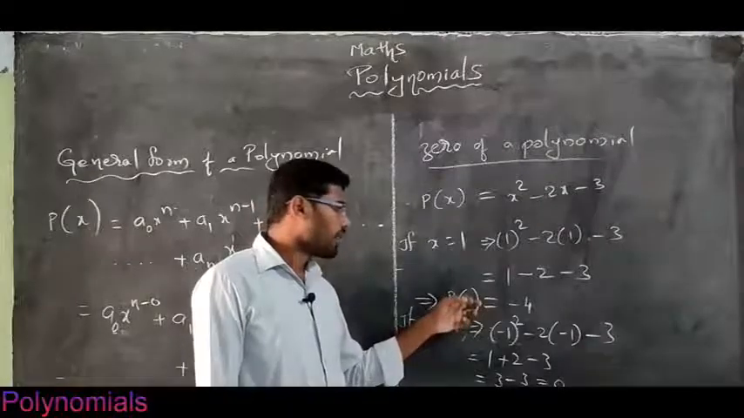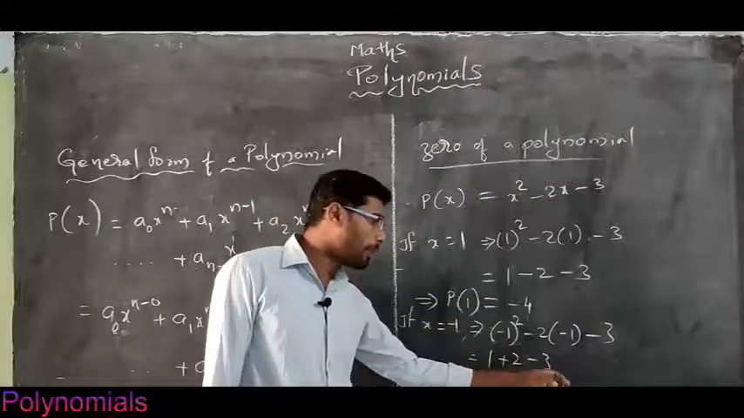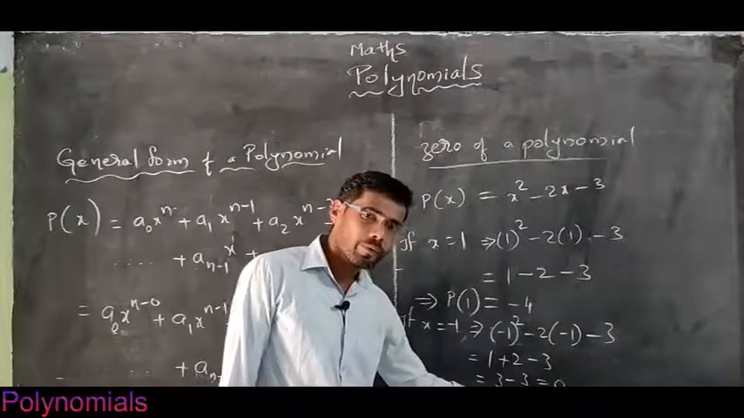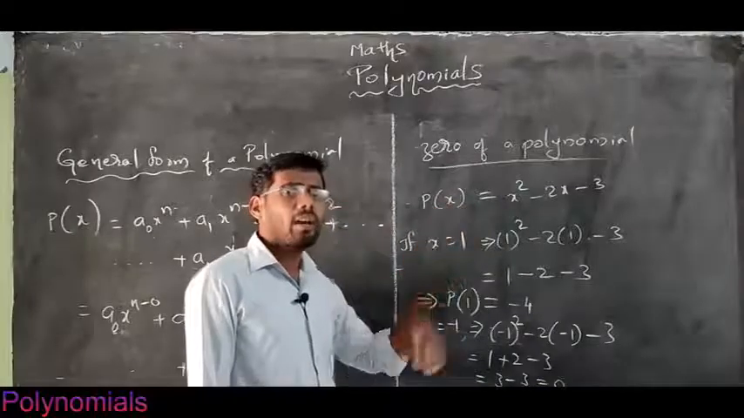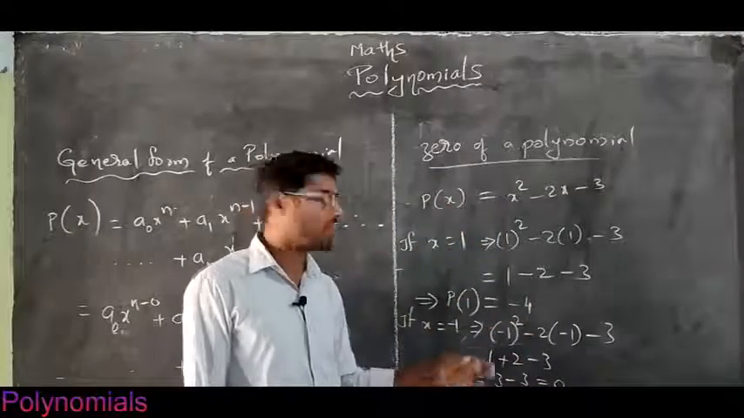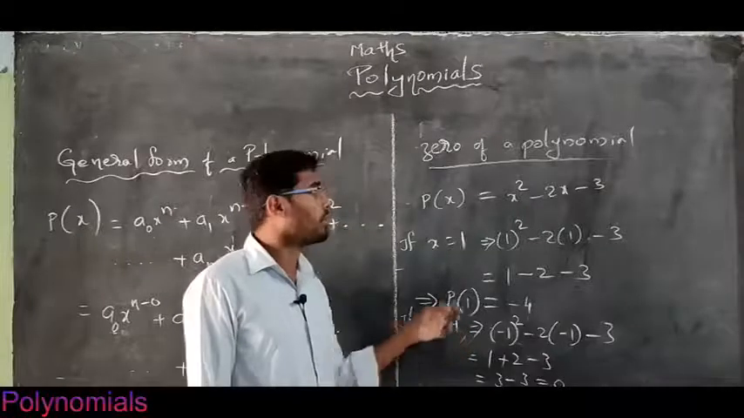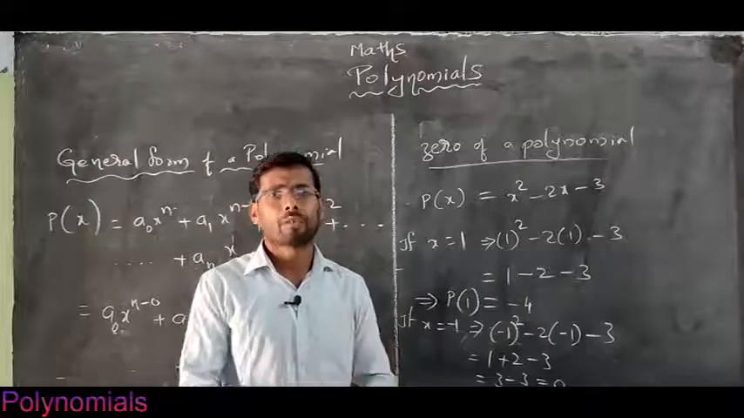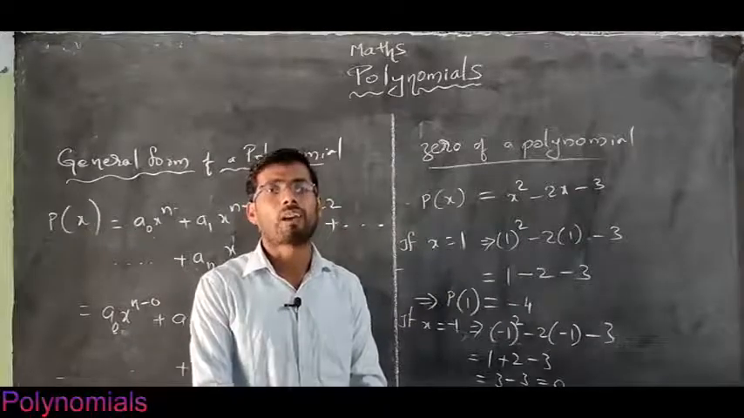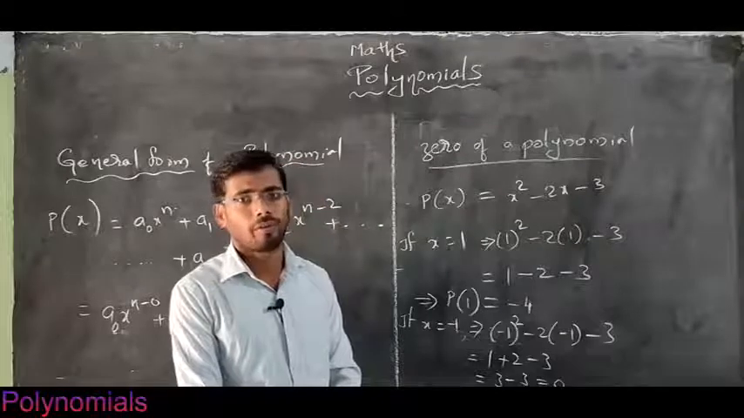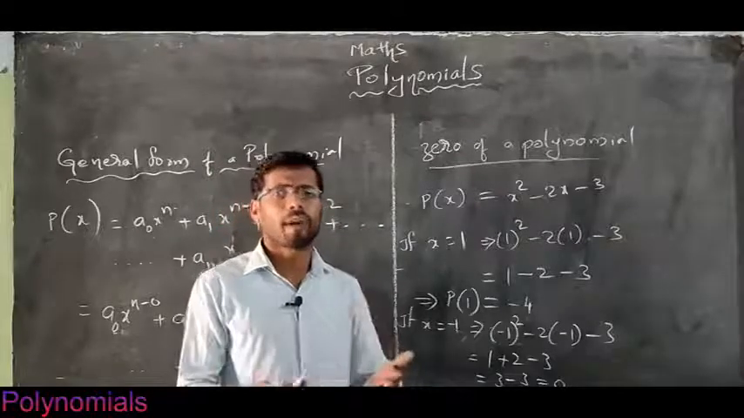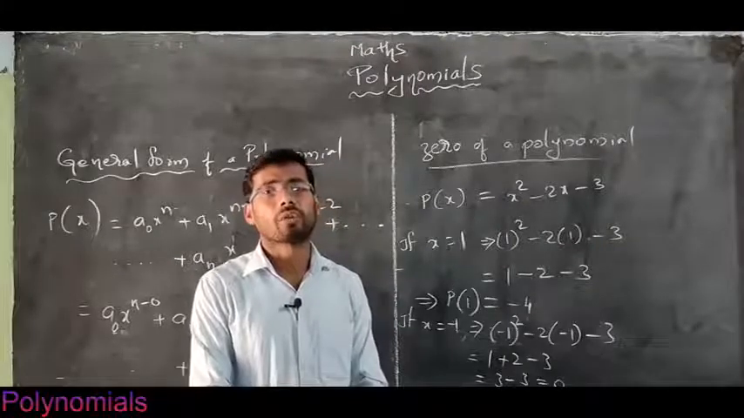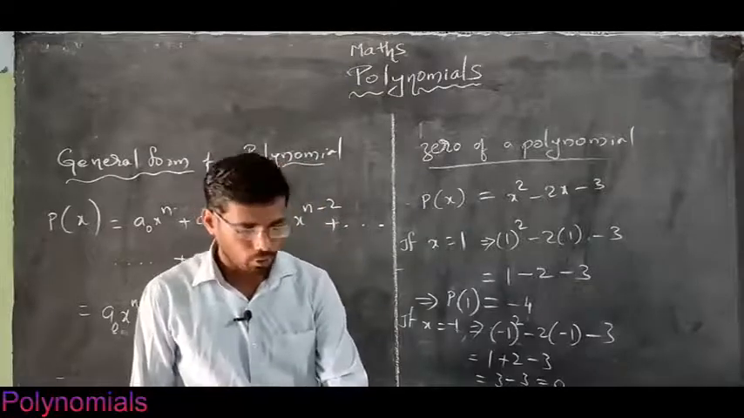If you substitute that value, the polynomial's value becomes 0. That number, here minus 1, for this polynomial we call a zero of the polynomial. Whichever number you substitute so that its value becomes 0, that number we call a zero of the polynomial.